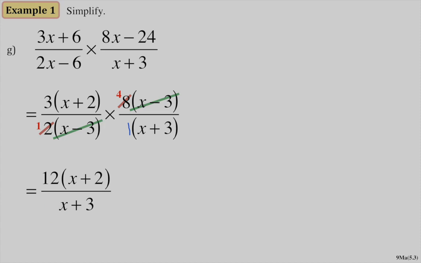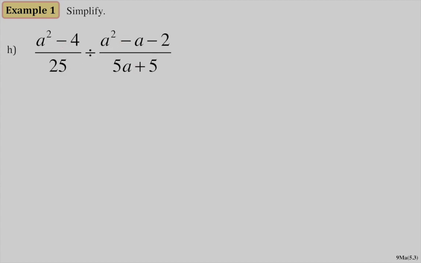Hopefully you're starting to get the idea of factorize first, then try and cancel. Don't try and look at this question and go, oh, 6's cancel, 3's cancel. That's not going to work because of all of these pluses and minus signs. Let's try this one. Factorize first.